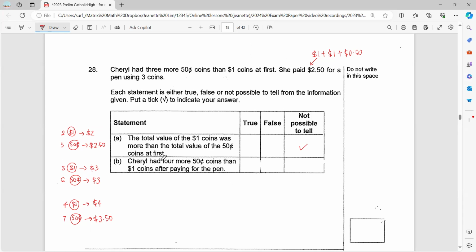How about for B? Cheryl had 4 more 50-cent coins than $1 coins after paying for the pen.